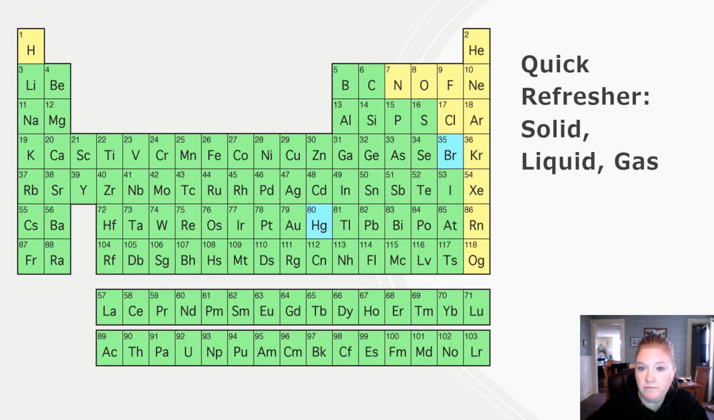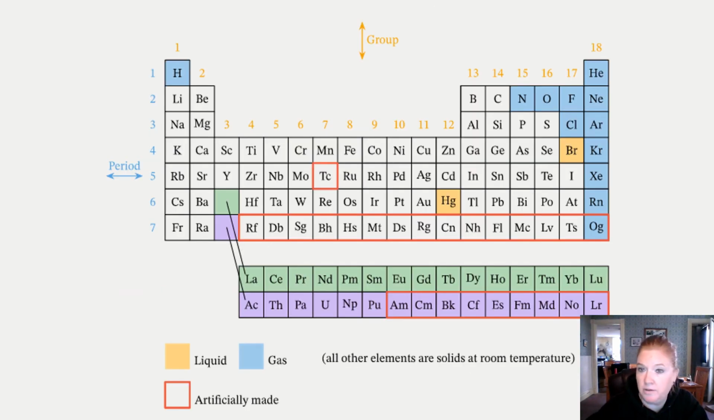All right, so quick refresher, again, solids, liquids, and gases. You can see them visually illustrated here. Blue are the liquids, yellow are the gases, and green are the solids. Okay, another example, blue are gases, the yellow are solids, the white are all metals, and then we have the lanthanides and actinides shaded differently. And then there are red boxes put around the artificially man-made elements on the periodic table.